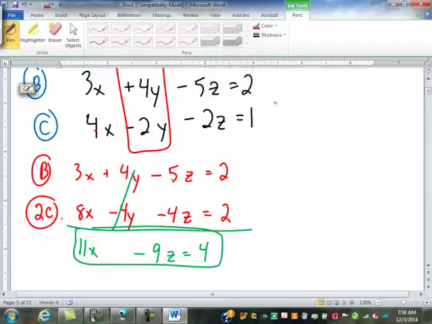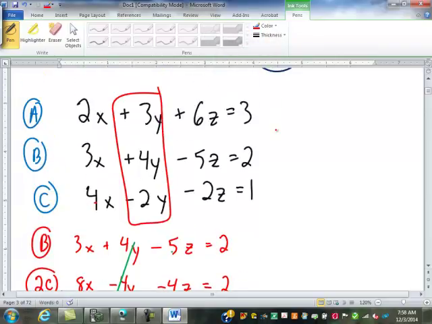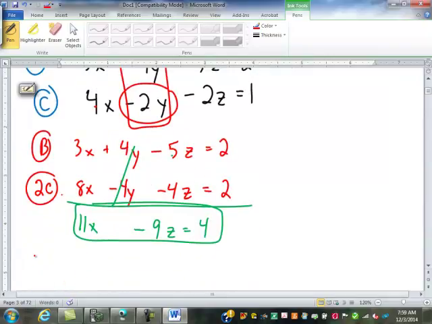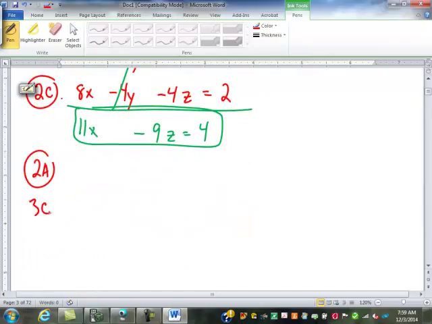Next, we have to use equation A. We have to get rid of y. So equation A has 3y. This is a negative 2y. So I'm going to do 2 times equation A and 3 times equation C. Because 2 times 3 is 6, 3 times 2 is 6.